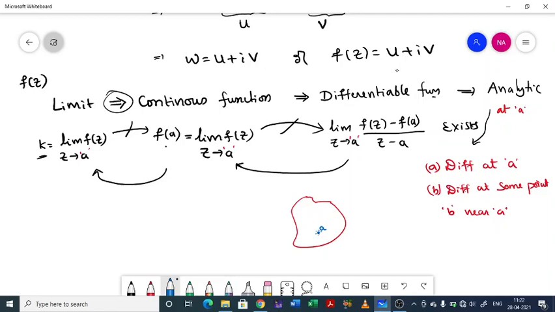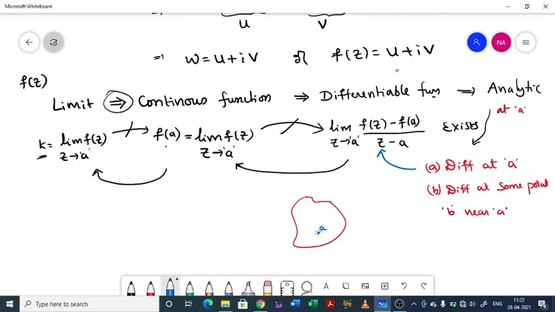The function should be differentiable at point A, and apart from A, at some other point very close to it, not equal to A. If it is differentiable there too, the function is analytic at A. So that is the definition of an analytic function. Now that is again obvious: every analytic function is differentiable.